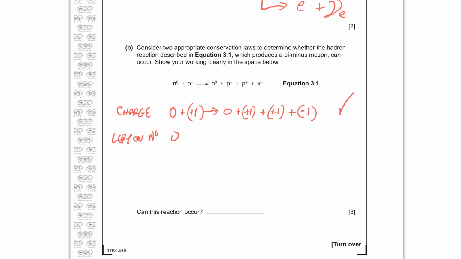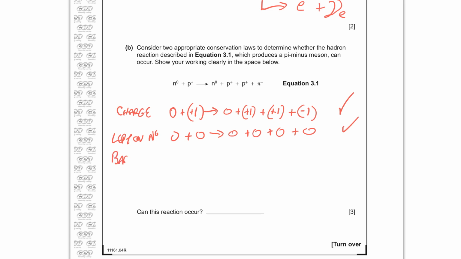Okay, so the neutron has no lepton number, the proton has no lepton number, the neutron again has no lepton number, the proton again has no lepton number, the other proton has no lepton number, and the pi meson has no lepton number. So that conserves.